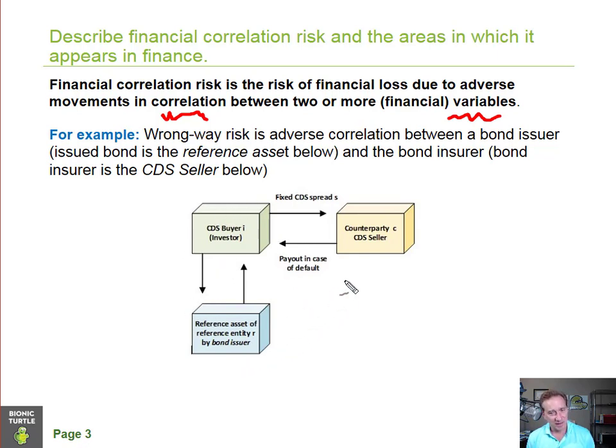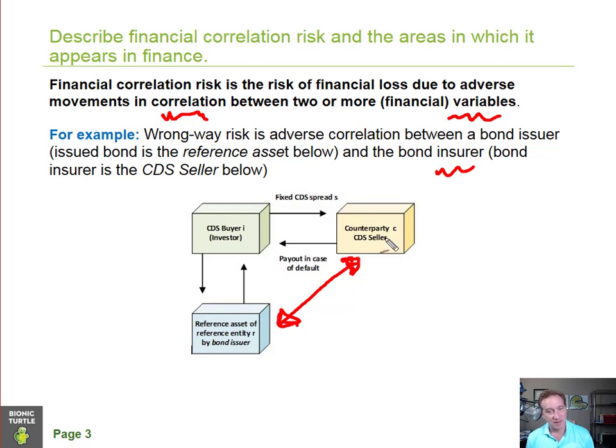Okay, that's the classic story, but wrong way risk specifically is adverse correlation between the bond issuer, that's the reference asset here, and the insurer, what Meissner calls the CDS seller or protection seller. When we first look at credit default swaps, we tend to ignore or assume there's no relationship here. But wrong way risk is the adverse correlation between the credit quality of these two entities. So what would that look like? It would look like this: if the credit quality of the reference asset deteriorates, it is correlated with a deterioration in the credit quality of the counterparty.